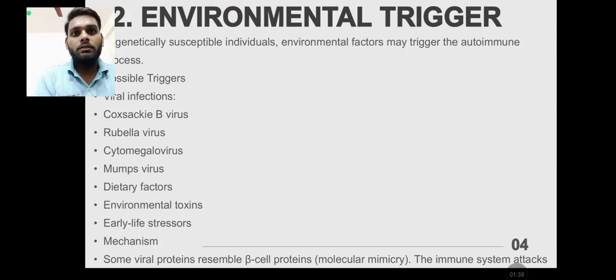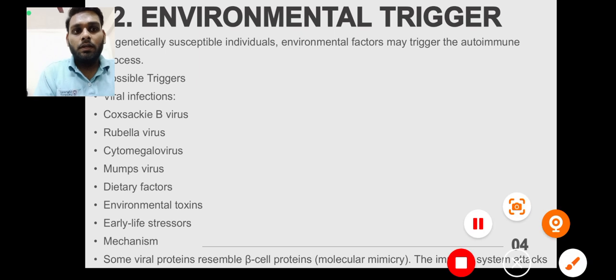The environmental triggers: in a genetically susceptible individual, environmental factors may trigger the autoimmune process. The possible triggers are, first, viral infections: Coxsackie B virus, rubella virus, cytomegalovirus, mumps virus; also dietary factors, environmental toxins, and early life factors. The mechanism: some viral proteins resemble the beta cell proteins, called molecular mimicry, and the immune system attacks.